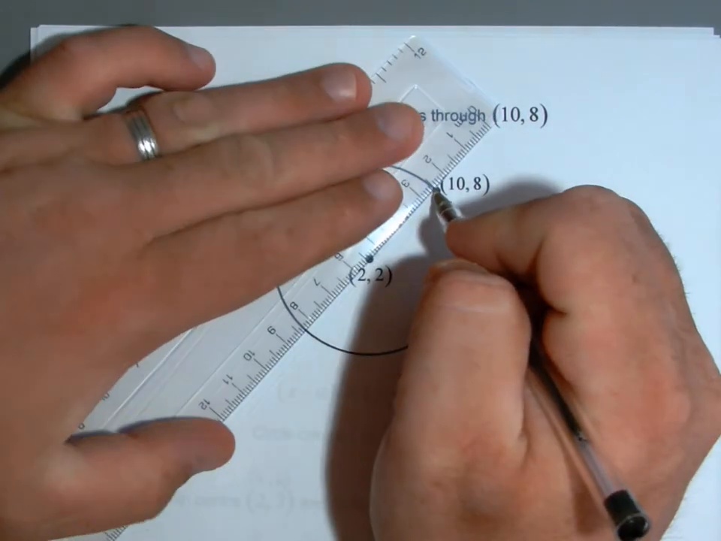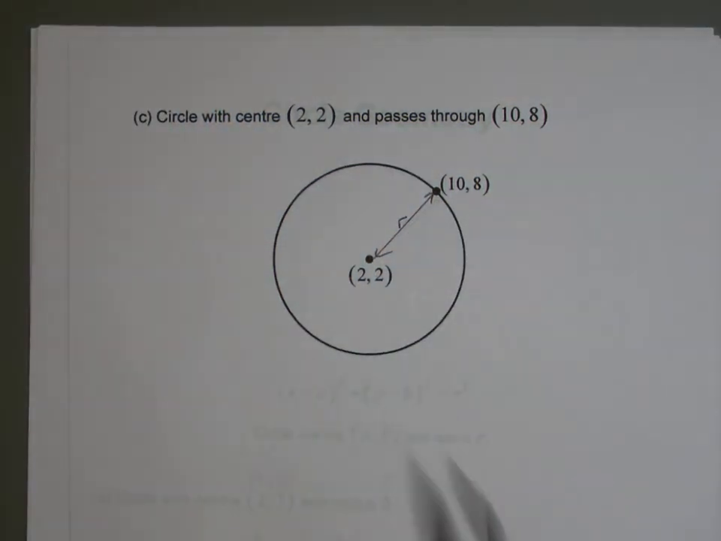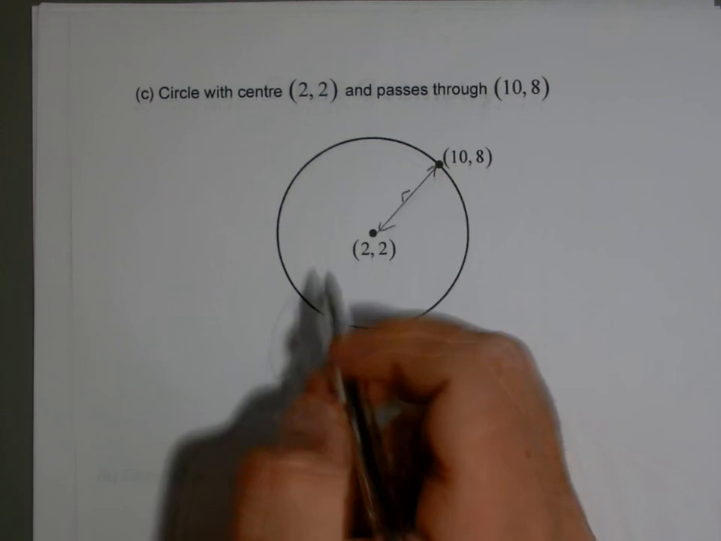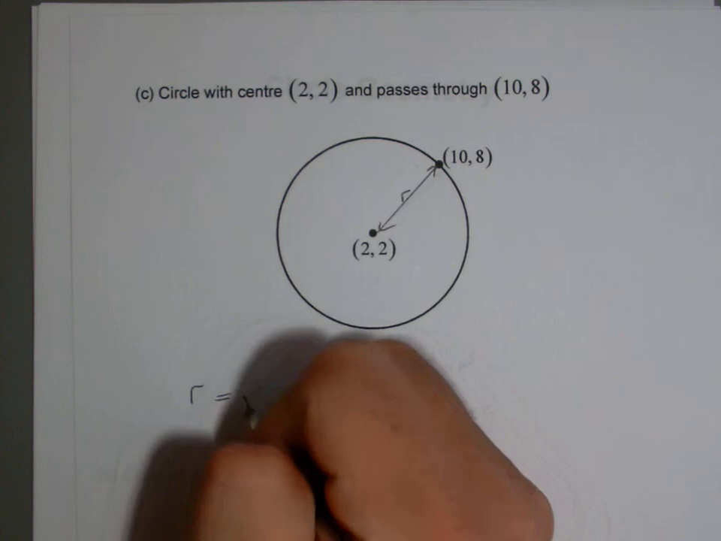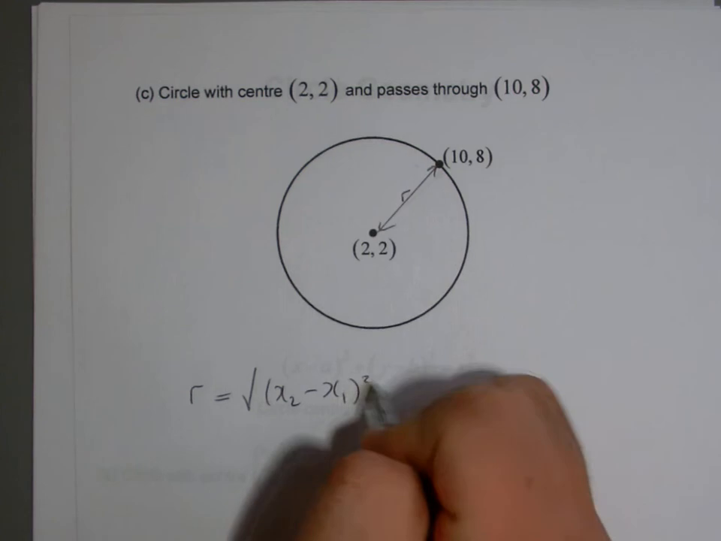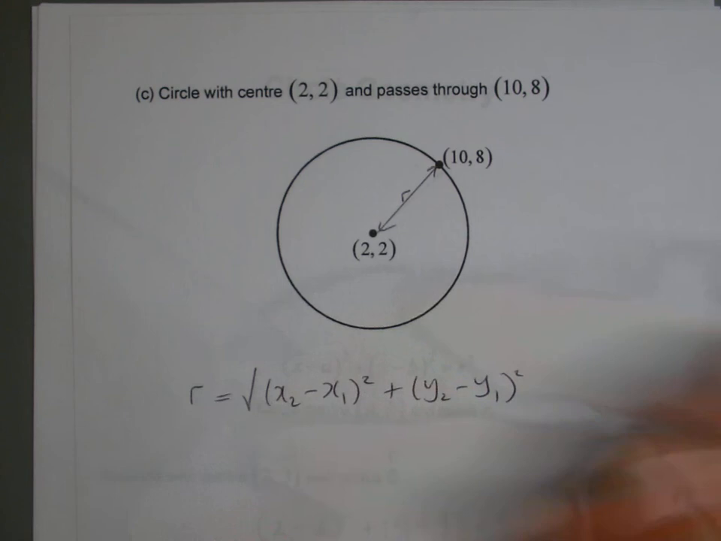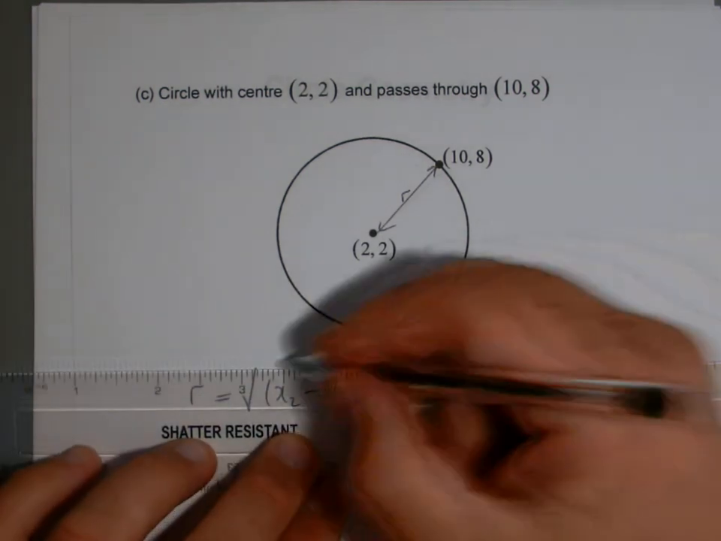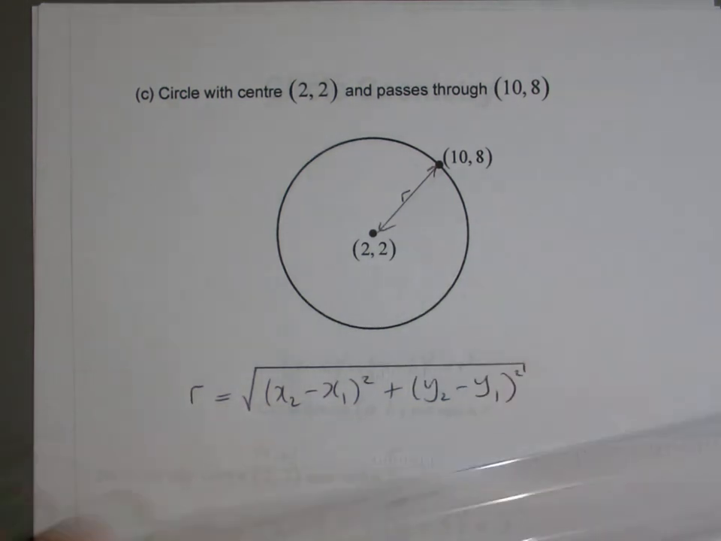That radius essentially connects these two points. If we've got two points, we can work out the distance between them using our understanding of Cartesian coordinate geometry. To work out the distance between two points, in this case it would be r, you take the square root of x2 minus x1 all squared plus y2 minus y1 all squared. It's Pythagoras' theorem. That goes back to the topic on coordinate geometry and the formula that we need to remember.